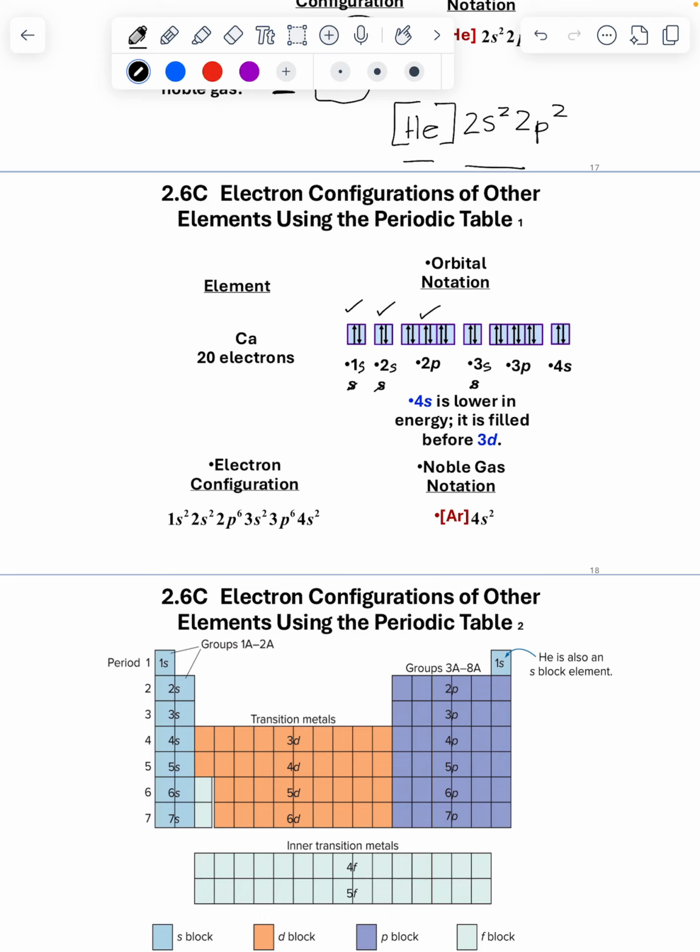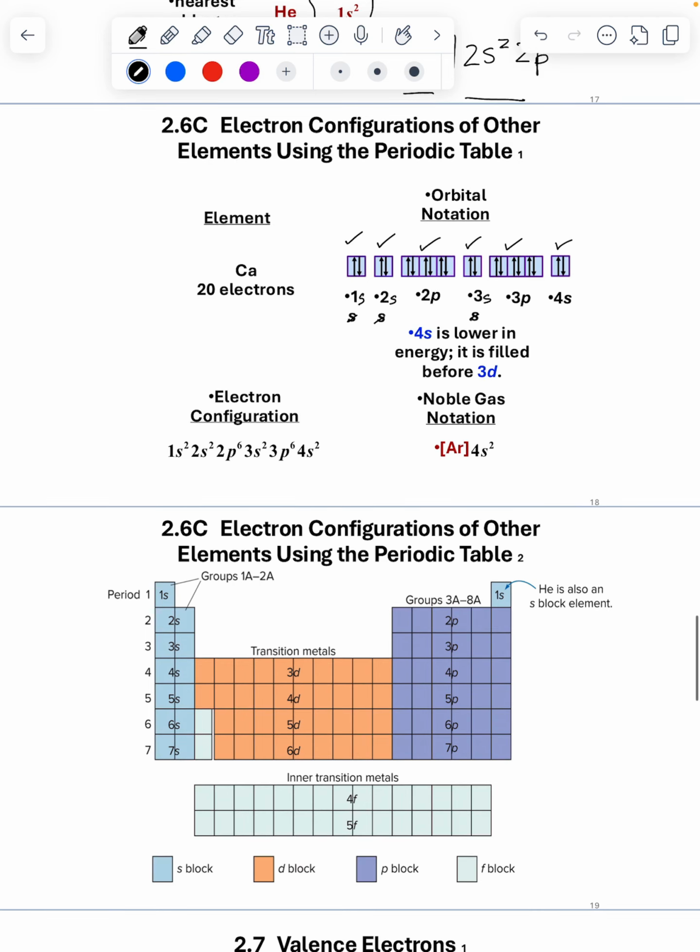So we have 16, 17, 18, and we have 2 more to place. So we're going to put those in 4s. The electron configuration is written here for you: 1s2, 2s2, 2p6, 3s2, 3p6, 4s2.